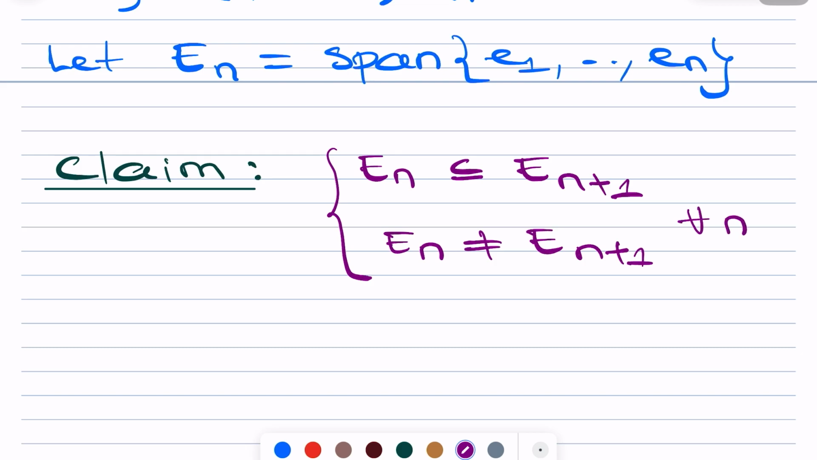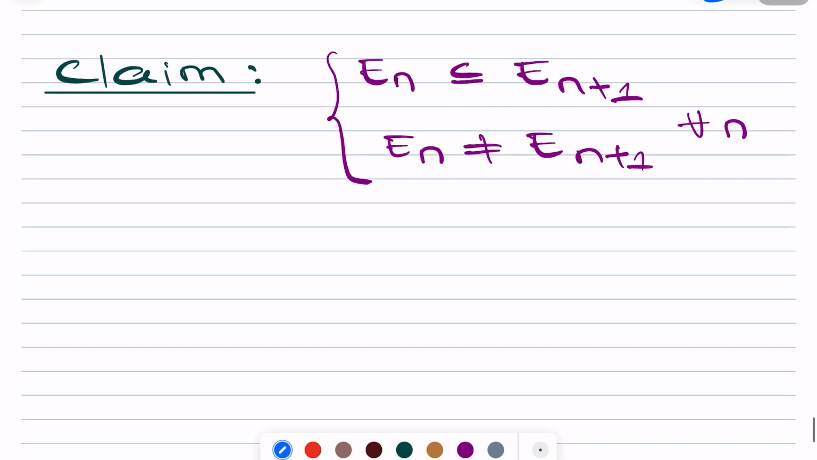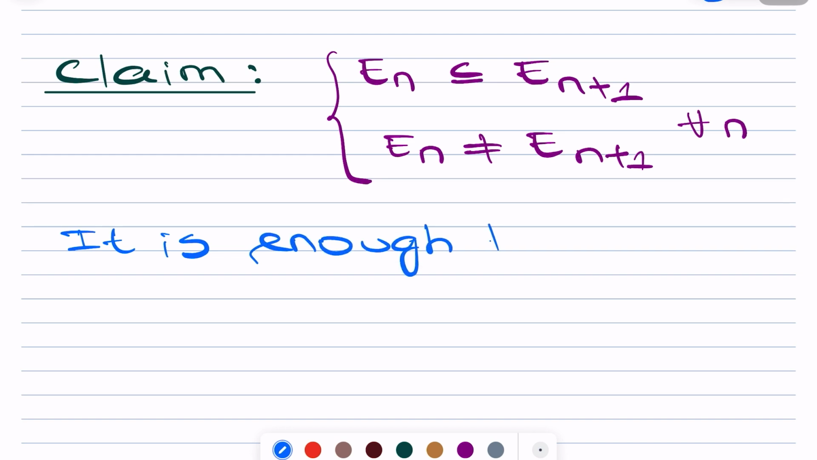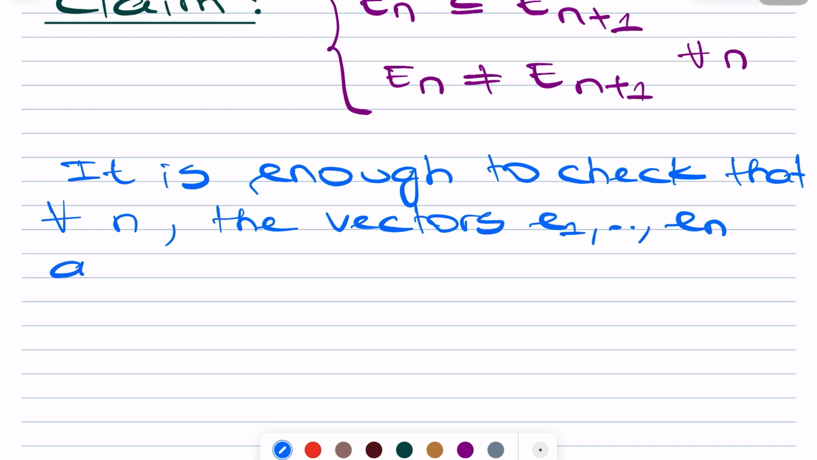Okay, so in order to show that E_n is contained in E_{n+1}, it's actually enough for us to take that for all n, the vectors e_1, e_2 up to e_n are linearly independent, right? So this will be enough. We are already in the proof of the claim, right? It's enough to take that for all n the vectors e_1 up to e_n are linearly independent.